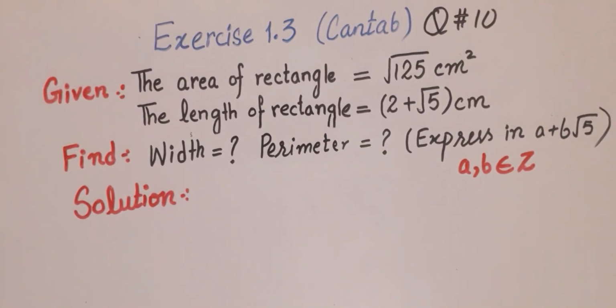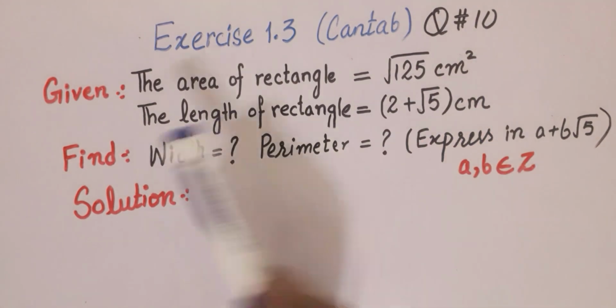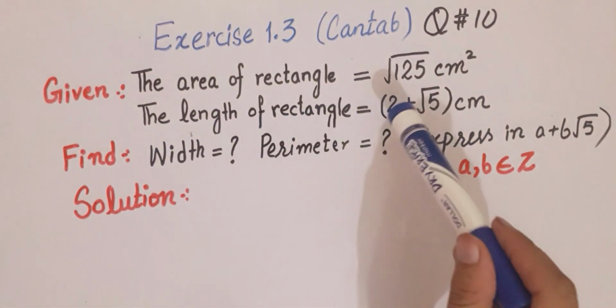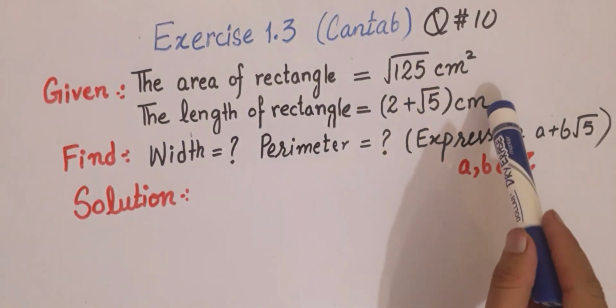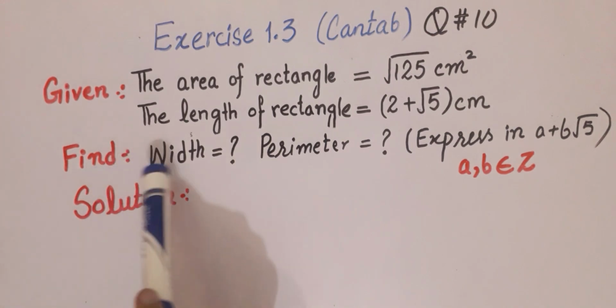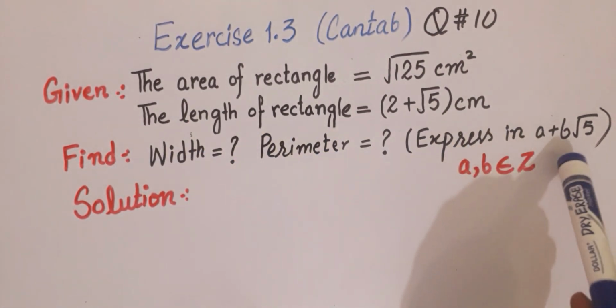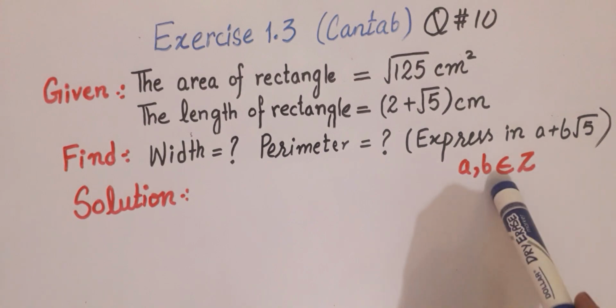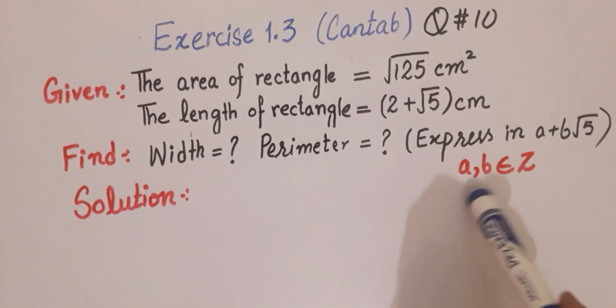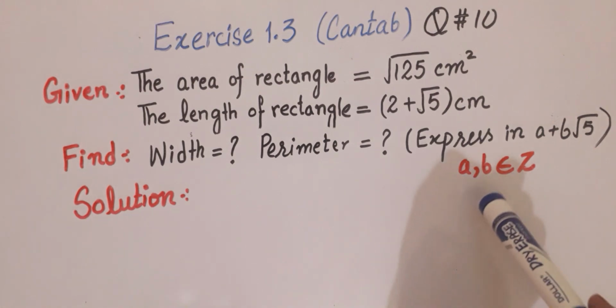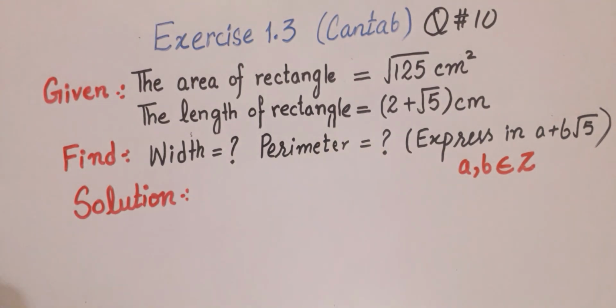So question number 10 is, given that the area of rectangle is square root of 125 centimeter square, the length of rectangle is 2 plus square root 5 centimeter. We have to find width and perimeter expressed in a plus b square root of 5, where a and b belong to Z. A and b are integers, both can be positive or negative. So we will solve this question.